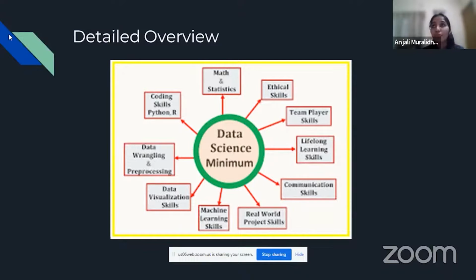The initial part of doing anything is, more importantly, you need to have your data wrangling and pre-processing skills. Most of the data analysts and data scientists across the globe basically work on cleaning out the data. Coding skills: you need to have good hands-on experience with Python and the R programming language.